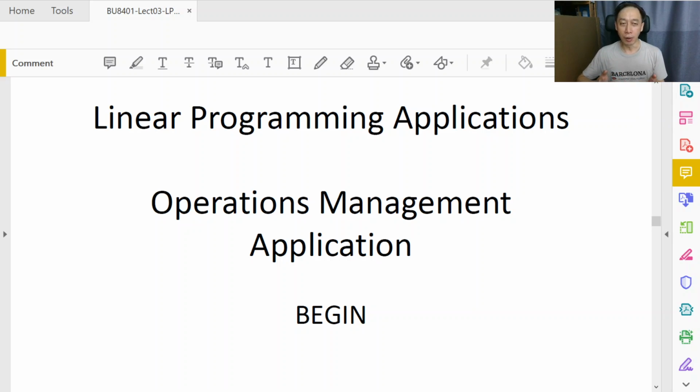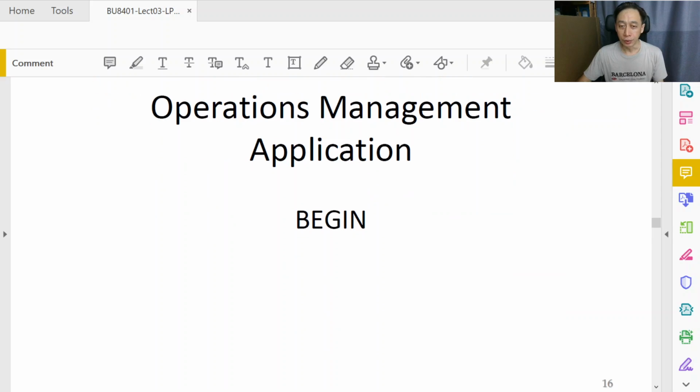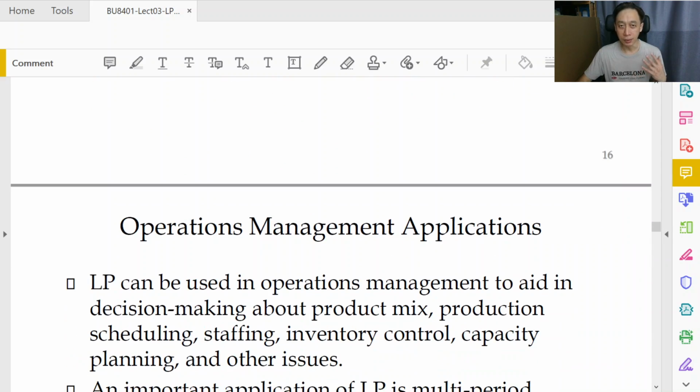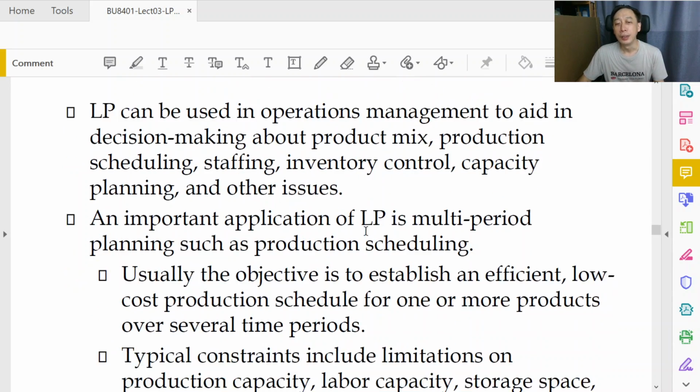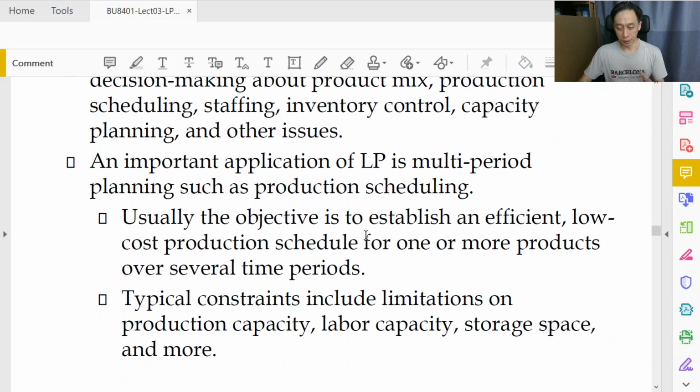In this section on LP applications, we will focus our example discussion on an operations management application. What this means is optimizing the arrangement of things: scheduling product mix, producing goods, factory operations, including staffing and inventory control, capacity planning, and in many other ways, all the control parameters involved in operations.